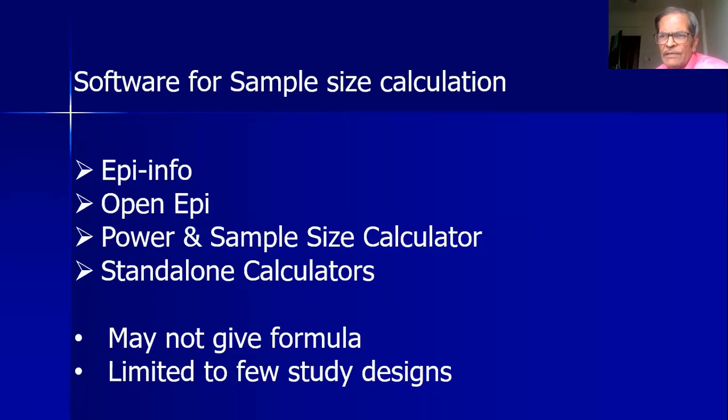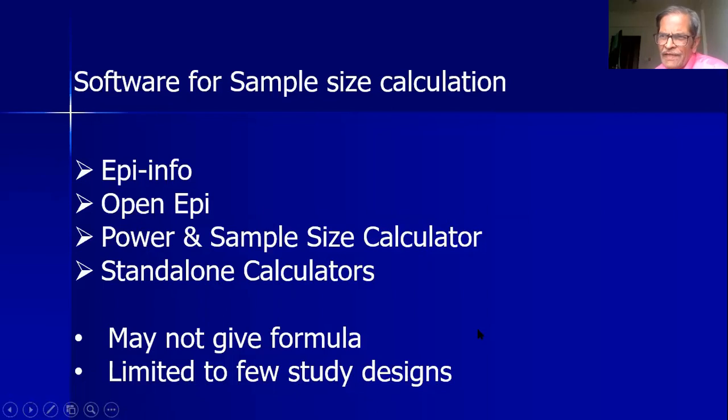For example, you can get the calculator for case control study, either unmatched case control study or matched case control study. You may get the standalone calculator for calculating the sample size for the clinical trial, say superiority design, where the variable in question is, say, on ratio scale or on the nominal scale. But the problem with these softwares is, number one, they have got limited or few study designs. They help you for limited study designs.